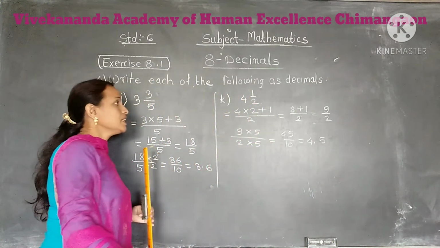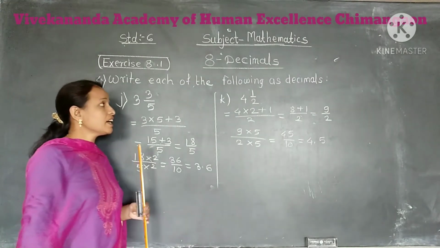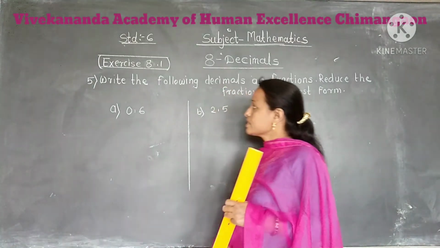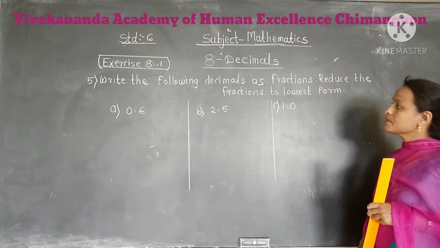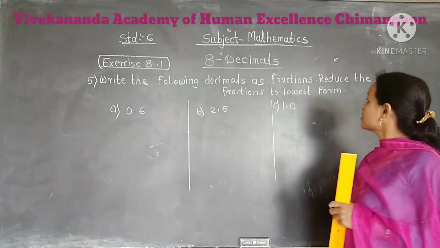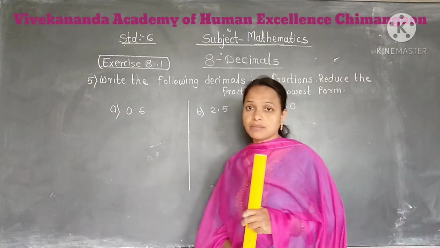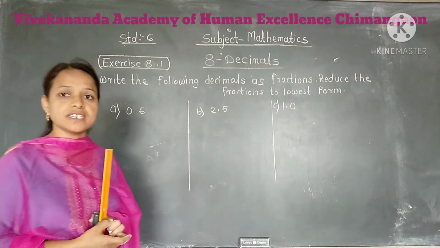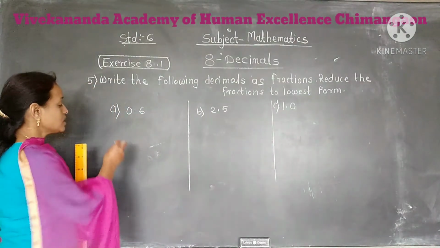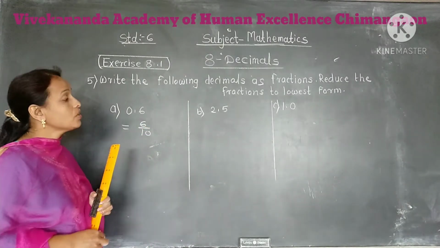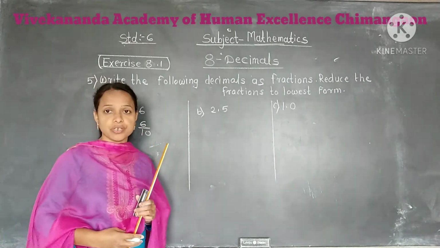In this way, in this question, we write the given numbers as decimals. Next question: write the following decimals as fractions and reduce the fraction to the lowest form. Your first example is 0.6. So we write 0.6 as the fraction 6 upon 10. But here we have to reduce this fraction to lowest form.